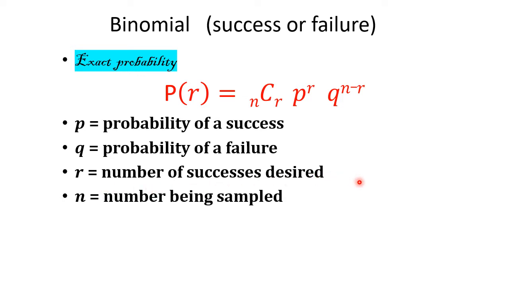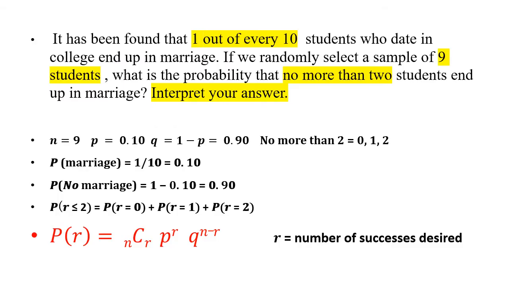The question will tell you how many successes are desired. It can be 1, 2, 3, or even 0. Then n is the sample size, the number being sampled. Okay, let's look at a typical question.